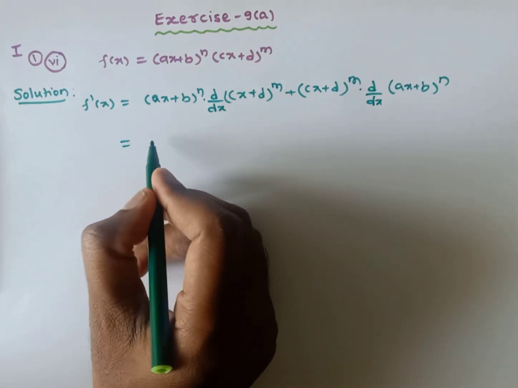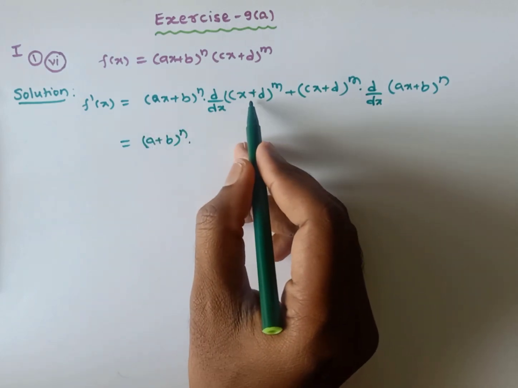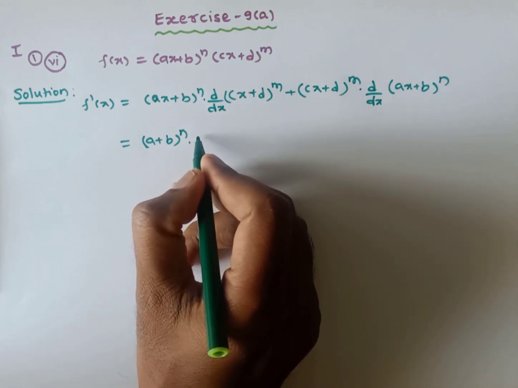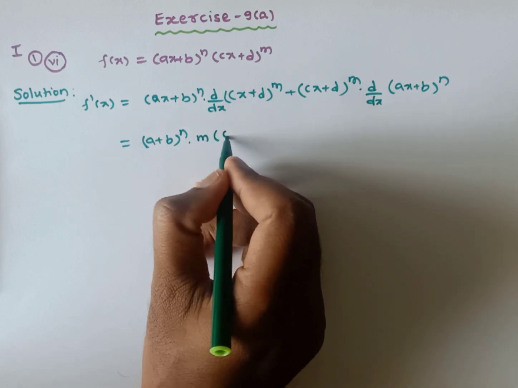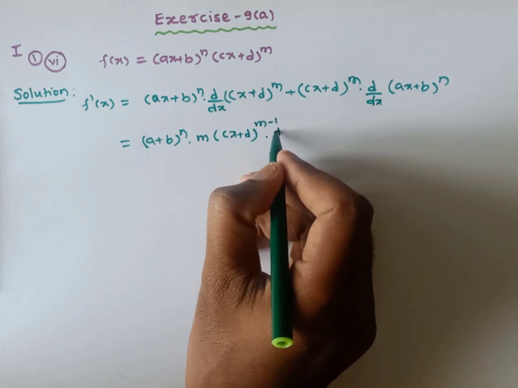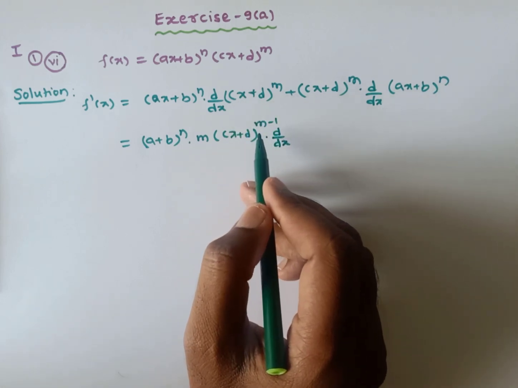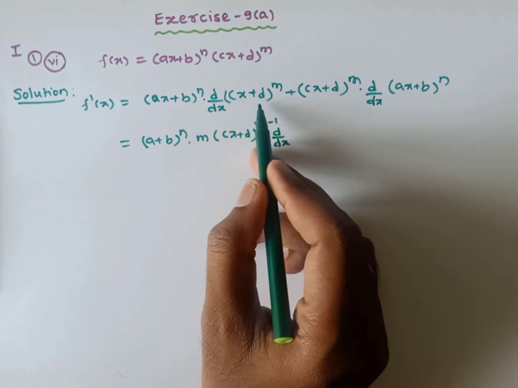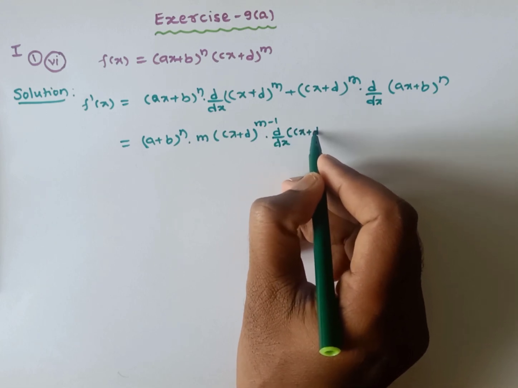Now this (ax plus b) whole to the power of n is as it is. This is in the form of u to the power of m, so it is m into u to the power of m minus 1. So this is m into (cx plus d) whole to the power of m minus 1 into d by dx of the inner function; here we need to apply the chain rule. If it is x, we can leave it as 1, since d by dx of x is 1, right? But it is cx plus d, so we need to apply the derivative for this inner function also.